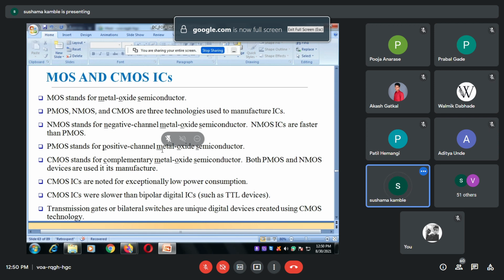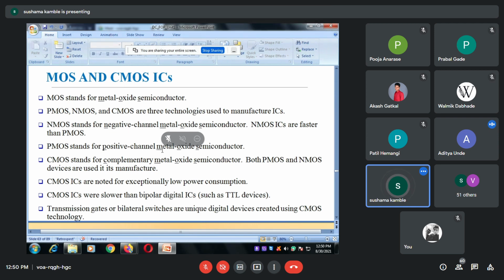Now this is the last point, that is MOS and CMOS. We have discussed how the MOS works when it is going to be on or off. Okay. So what is the full form of the MOS? We'll revise the things first. Metal oxide semiconductor. Metal oxide semiconductor.